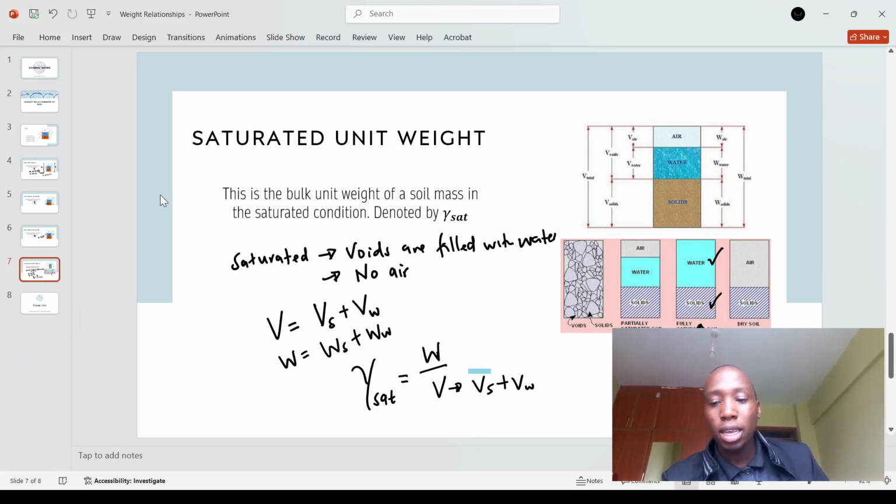I think I can talk about dry unit weight. Dry unit weight is the unit weight of dry soil in its condition. We are talking about the unit weight of a soil mass that has only air. It has no water, so it is dry.